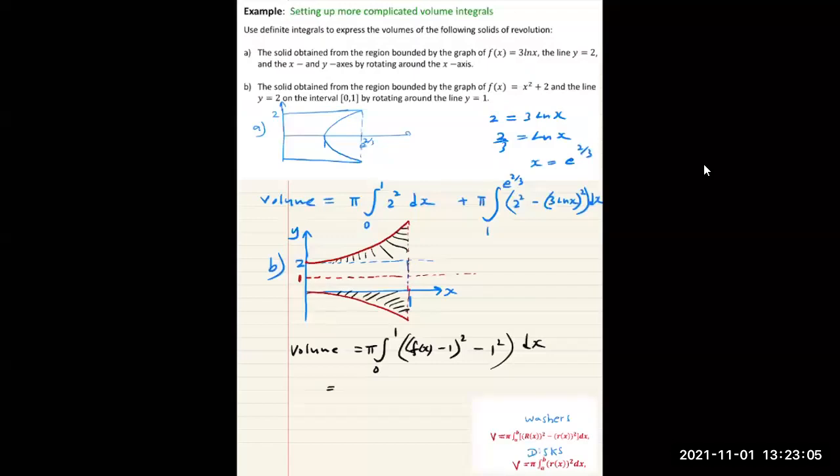Okay, I can rewrite this as pi times the integral from 0 to 1. If you plug in f of x is equal to x squared plus 2, this will become x squared plus 1 squared minus 1 squared, which is 1 itself, dx. This is the volume of this particular solid.